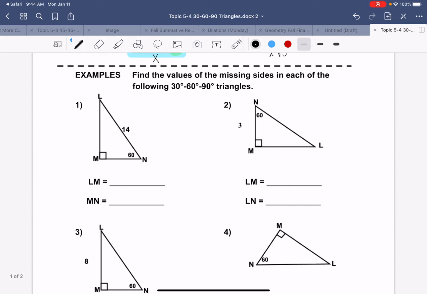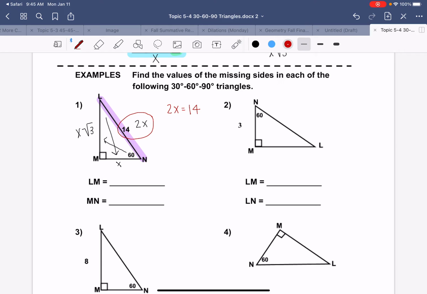Find the value of the missing sides in each of the following 30, 60, 90 triangles. It gives us the value of the hypotenuse. The hypotenuse is always labeled with 2x. The side across from the 60 is x times the square root of 3, and this is left over to be 30, so this is x. Because the given and the 2x are in the same area, it's 2x equals 14.